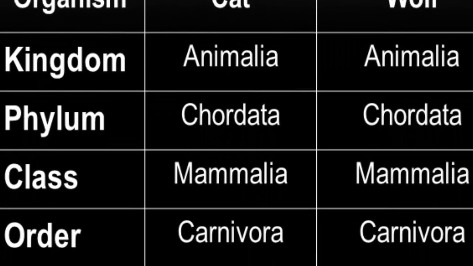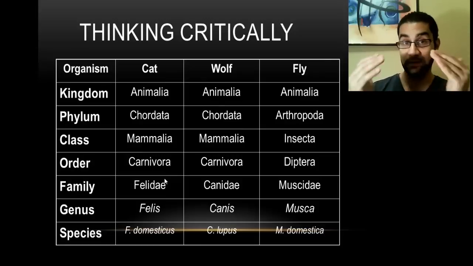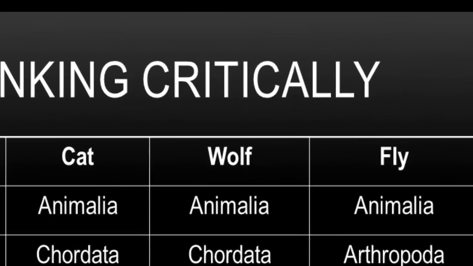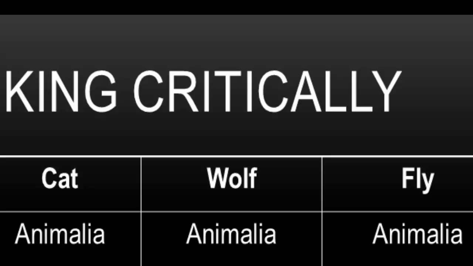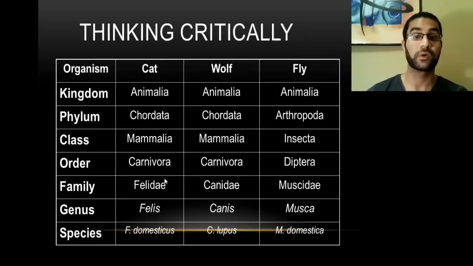They do branch off from there, so they're not much more similar than that at that level, but they go all the way down to the same order together, which means they have the same characteristics that kept them in that group as they move down to the order. The fly, you'll notice, is in the kingdom Animalia, all insects are animals, but once you get into the phylum, they're no longer in the same group. They don't have a spinal cord, they're not in Chordata, they're part of the phylum that represents all insects and spiders, which is Arthropoda.